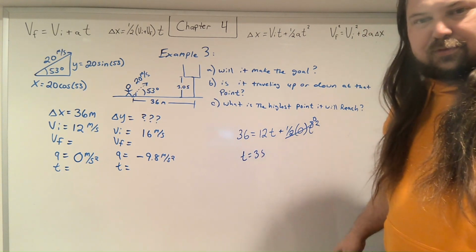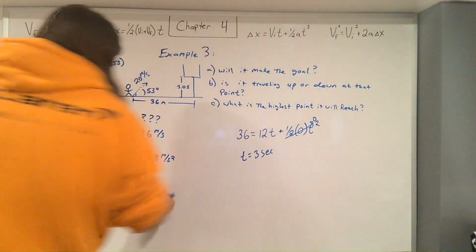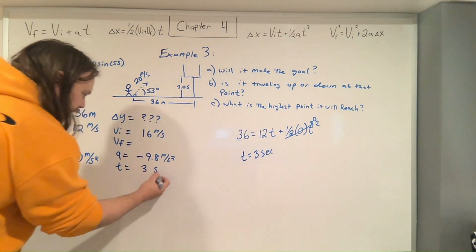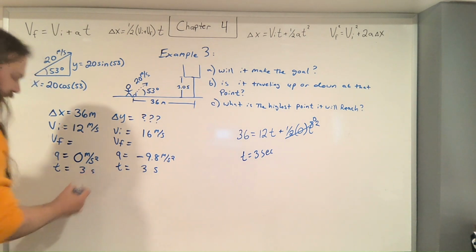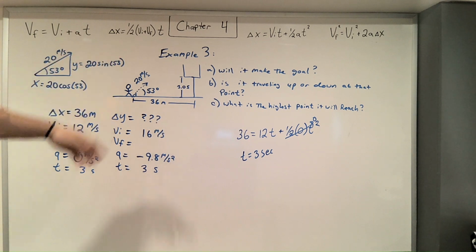That means t is equal to 3 seconds. Okay, 3 seconds can be brought over onto both sides. Does 3 seconds make sense to you? 1 1,000, 2 1,000, 3 1,000.